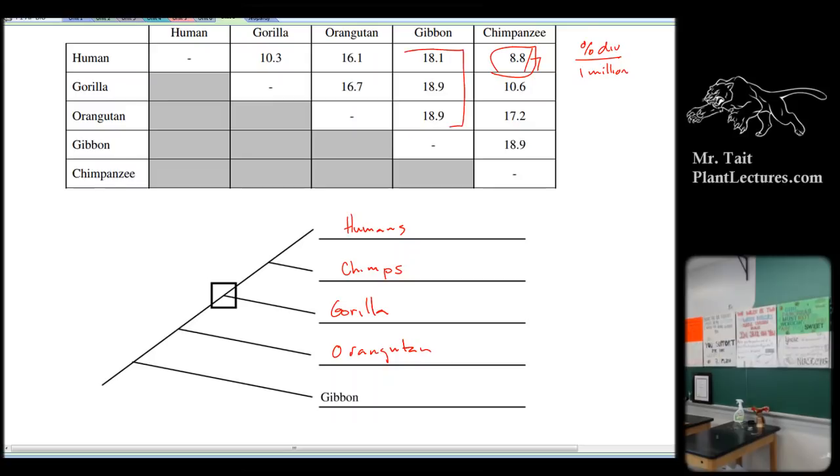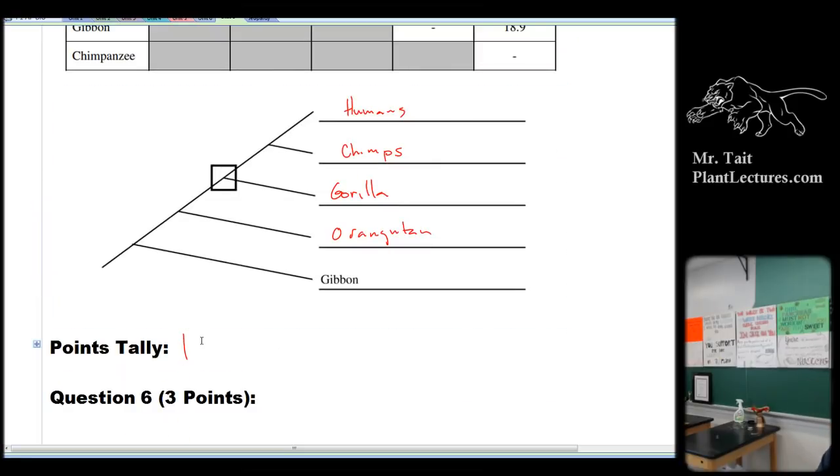Well, the gibbons have the greatest amount of divergence from all the other species, and so they should be the outgroup in this cladogram. Okay? So that was construct and provide reasoning, so that should be 2 points. 2 more points there. Boom.